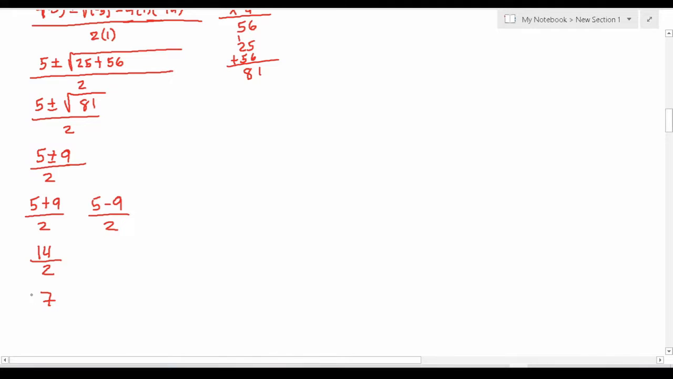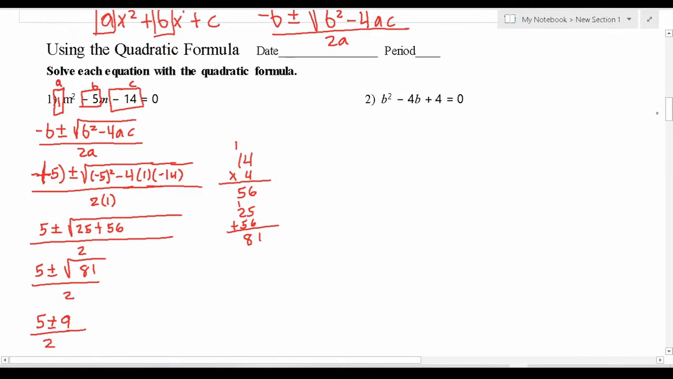So we know one of our solutions is 7. 5 minus 9, however, is going to be negative 4. Again, that's over 2. Negative 4 divided by 2 is negative 2. So we know the other solution in this case is negative 2. And that, as you just saw, is how you use the quadratic equation. For the rest of the problems in this part of the video, there's going to be no tricks as to how to solve them.